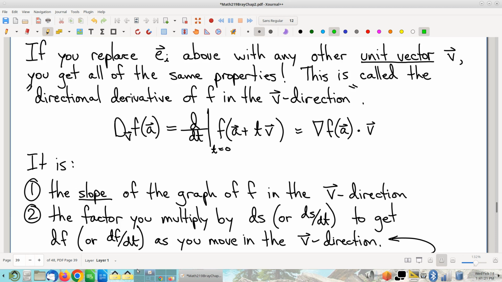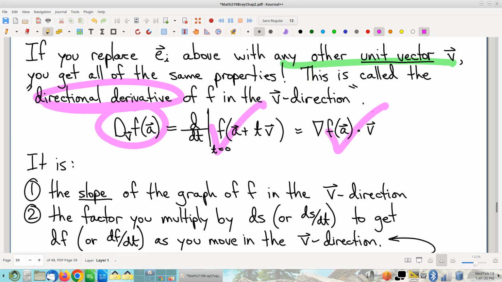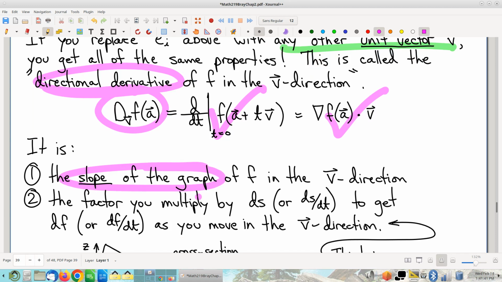Okay. All right. So any unit vector, and you can define this thing called a directional derivative. There's the notation. There's the definition. There's a handy formula for computing it. And here's a couple of interpretations. It's going to give you the slope of the graph. It's also going to be a multiplicative factor, what you multiply by input change to get output change. Okay, so this is where we left off.